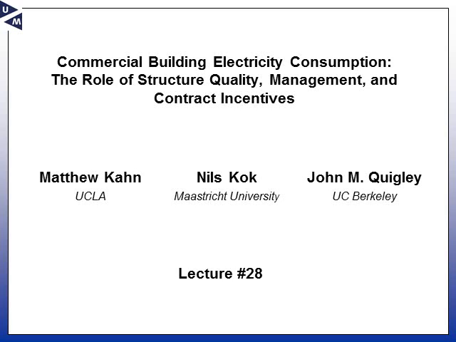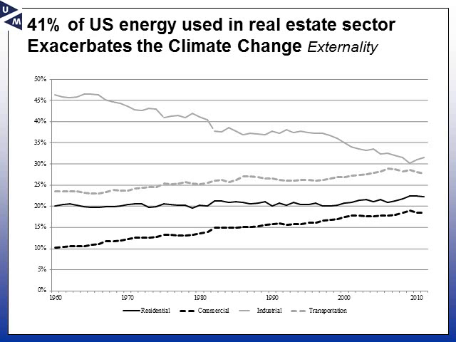This paper is about electricity consumption of commercial buildings. We're going to present some new empirical evidence. Whenever we consume electricity, when that electricity is generated using fossil fuels such as coal or natural gas, you exacerbate the climate change externality. And the commercial sector, which is the dotted line at the bottom of this graph for the United States from 1960 to the present, shows that commercial buildings are a growing share of electricity consumption in the U.S., and that the residential sector has been relatively flat.